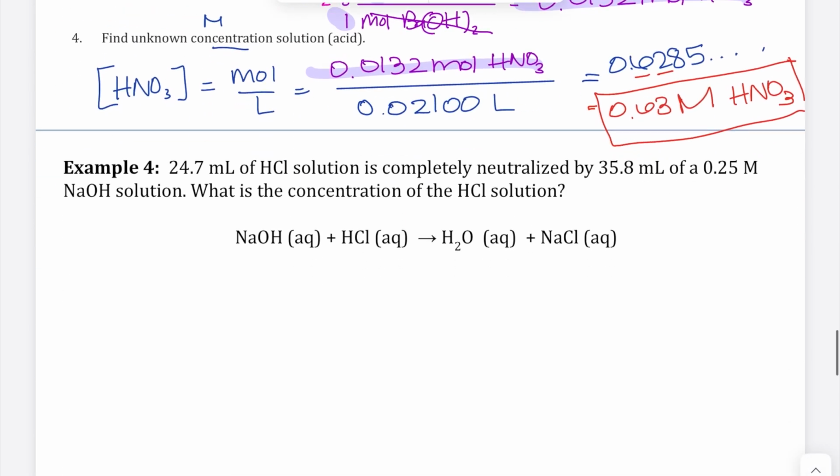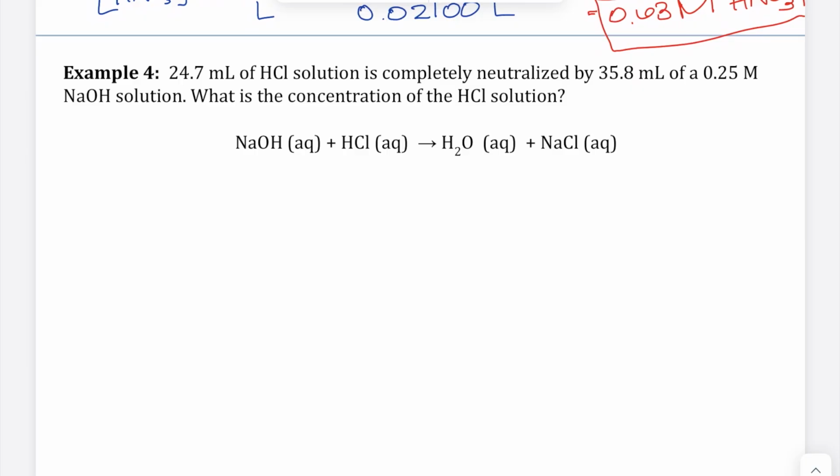All right, looking at our next problem, I gave us a reaction, thinking of how do we even get started on this one. So we've got the reaction, it's balanced and neutral. We've got 24.7 milliliters of HCl solution that is completely neutralized by 35.8 milliliters of a 0.25 molar NaOH solution. What is the concentration of the HCl solution? So as we're looking at this, I have 24.7 milliliters of HCl, and I don't know the concentration of that. That's what we're looking for. I'm looking for the molarity of my HCl.